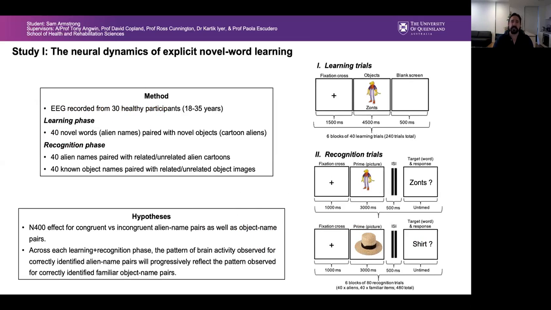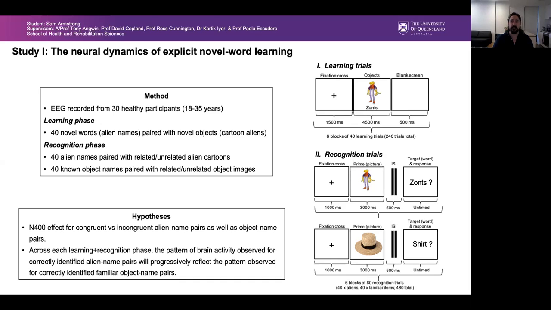My first study focuses on explicit learning. Here we are using EEG to record brain activity from 30 healthy adults while they perform an associative new word learning task. During the learning phase, participants encode new associations between novel names and cartoon aliens. During recognition, the aliens and names are represented and participants identify whether the correct name is paired with the correct alien. Also during the recognition phase, participants are presented with known names for familiar objects. This provides a control for comparing how the learning of new words takes place.